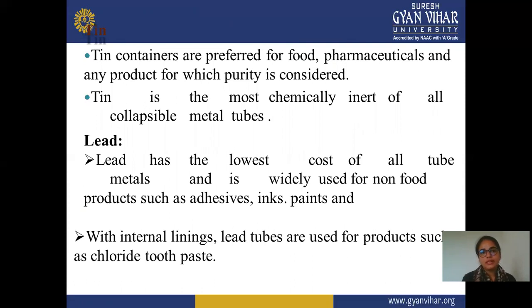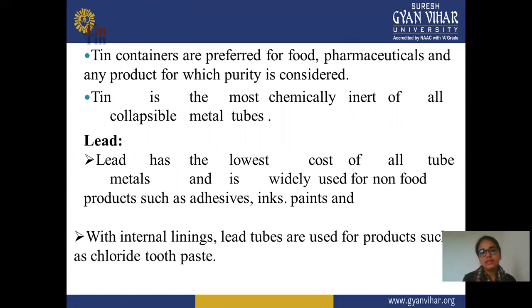Next type of metal is tin. Tin containers are preferred for food, pharmaceuticals, and any product for which purity is considered. This is less preferred in the pharmacy industry, but used more in the food industry and some other formulation packaging. Tin is the most chemically inert of all collapsible metal tubes, meaning it is chemically inert when we compare all collapsible tubes.